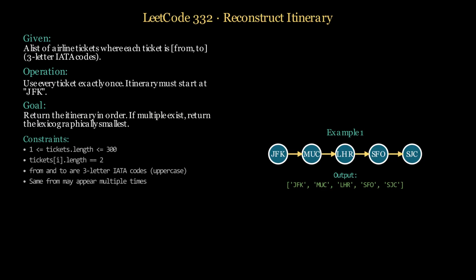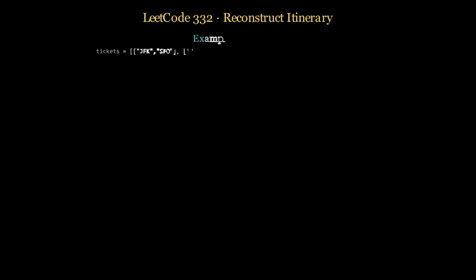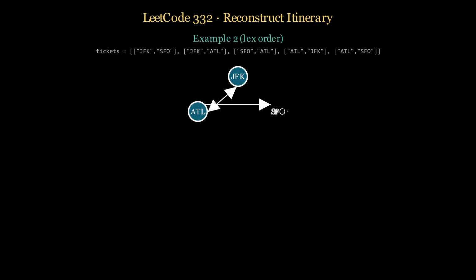Tickets from and to airports, use each one starting at JFK. Example, one path is JFK, MUC, LHR, SFO, SJC. In this diagram, a double-ended arrow between two airports means we have two separate tickets, one flight in each direction. For example, between JFK and ATL there is one ticket from JFK to ATL and one from ATL to JFK. We must use each ticket exactly once.